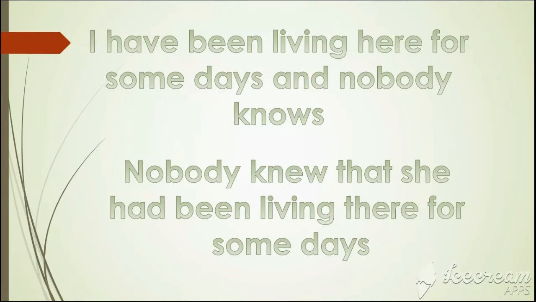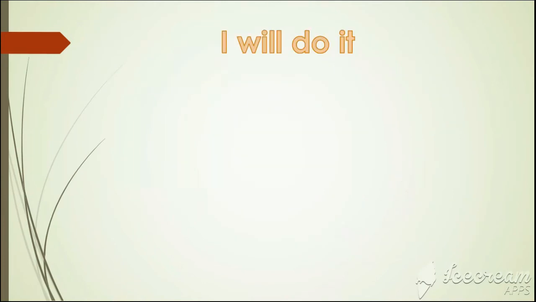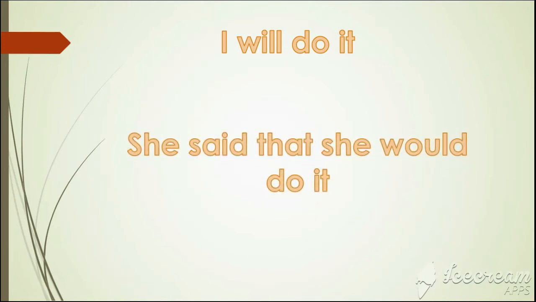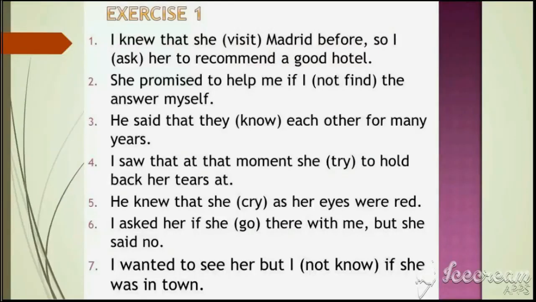And what if the person tells about his future plans? For example, "I will do it." In this case, in indirect speech, we use future in the past. She said that she would do it. So, the sequence of tenses demands, if the main clause is used in the past, then the subordinate clause is also used in the past. I hope that the explanation is rather clear, and now we can have some practice.